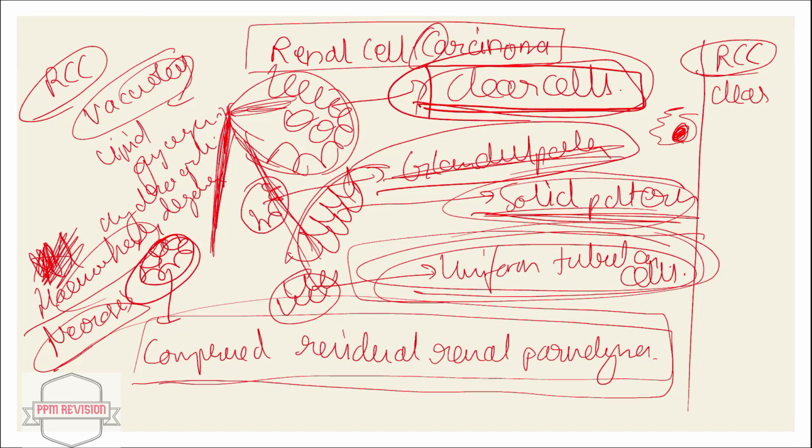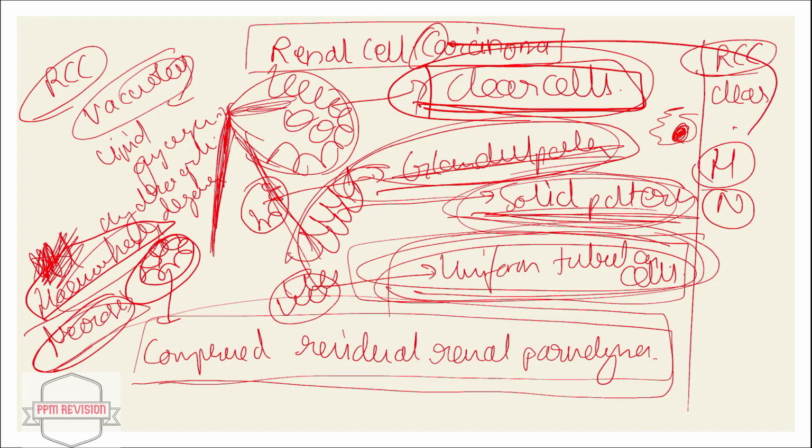Moving ahead, we have the renal cell carcinoma. They have presence of clear cells, they have glandular pattern as well as solid pattern. The uniform tubular cells, and what we have seen here is there can be presence of hemorrhage as well as necrosis.